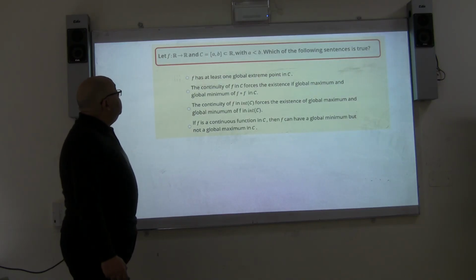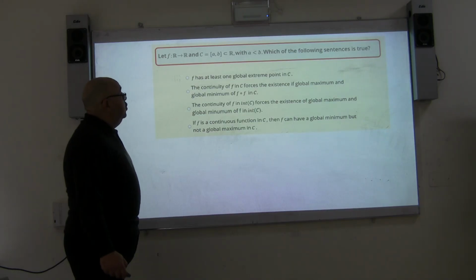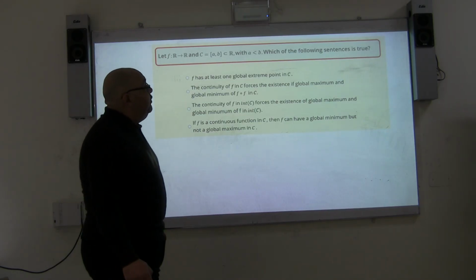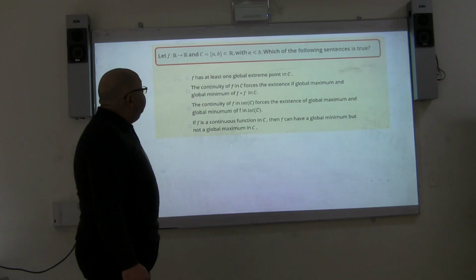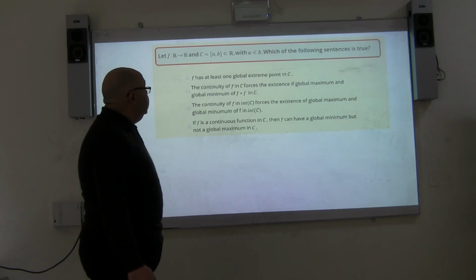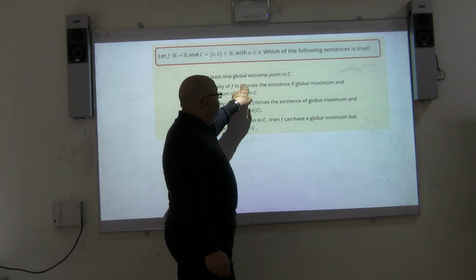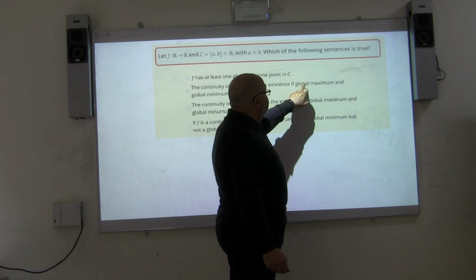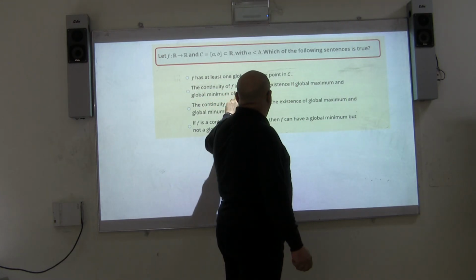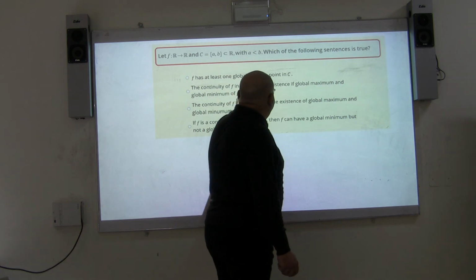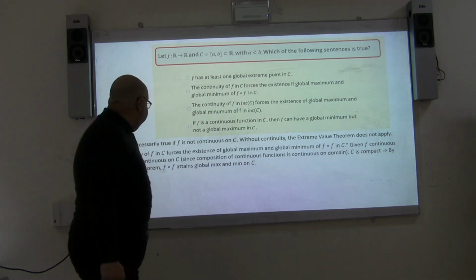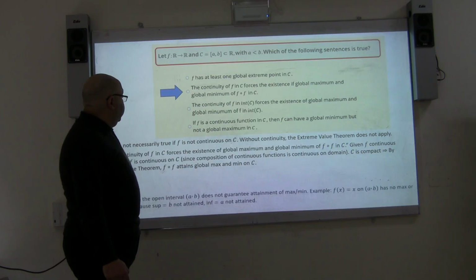Here it says: let f from R to R, and let C be the interval from A to B, with A less than B. Which of the following sentences is true? F has at least one global extreme point in C. The continuity of f in C forces the existence of a global maximum and a global minimum of f in C. This is the correct choice, I believe. So once more, that's the correct choice.